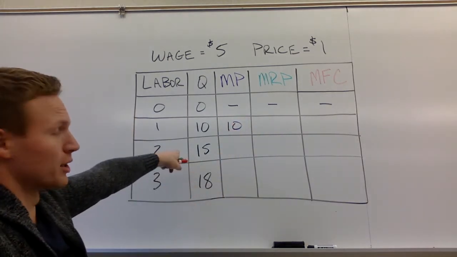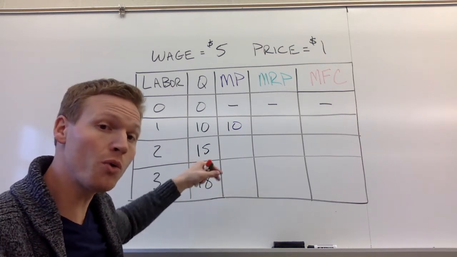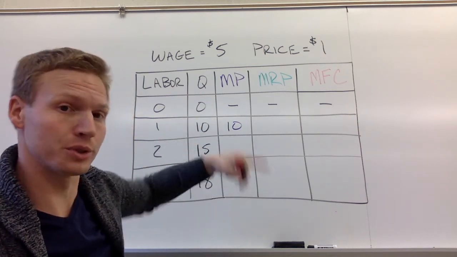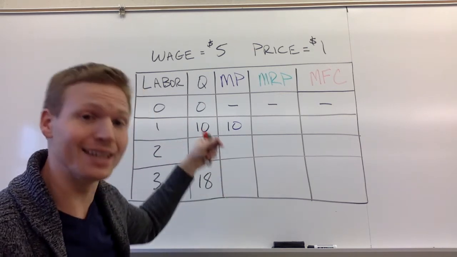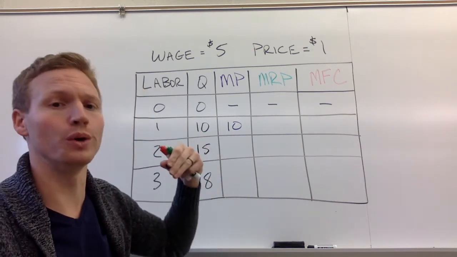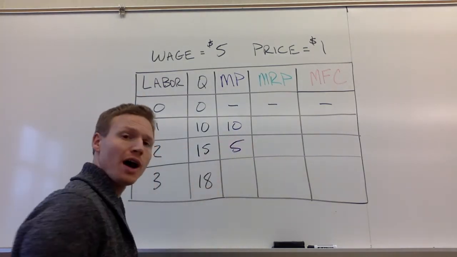With the second worker, our quantity goes up to 15. So we know that the first worker produced 10, the second worker goes to 15. So the added number of units was 5. The marginal product of that second worker is 5 units.